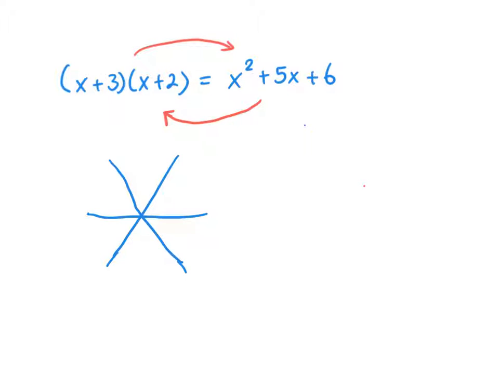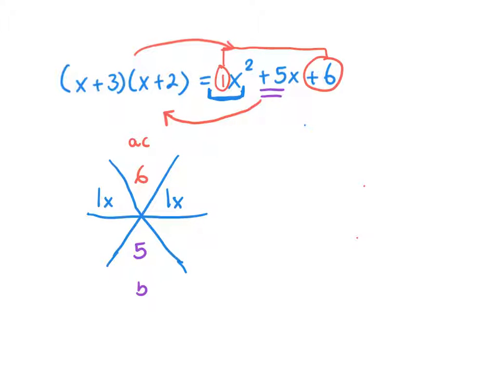What you're always going to do is take your A times your C. So here's your A, which is 1, and you're going to multiply it by your C, which is positive 6. So in this case, 6 goes on the top there. Next, B goes on the bottom. So there's my 5. B goes on the bottom. And another component is just this coefficient right here and one of the x's. So a 1x goes here and a 1x goes here. So this is the setup.